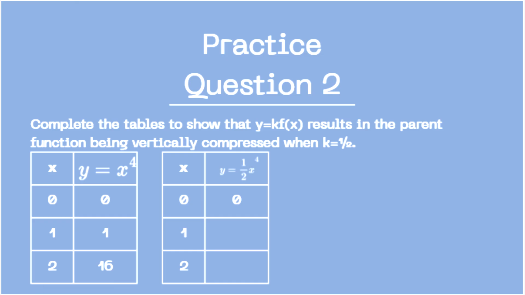Let me find my tools. They went away. Okay, so we know that this is the parent function, this is the compressed function, and that each function value is being multiplied by 1/2 or divided by 2, however you prefer to think of it. So 0 times 1/2 is still 0. 1 times 1/2 is 1/2. 16 times 1/2 is 8. It's that easy.